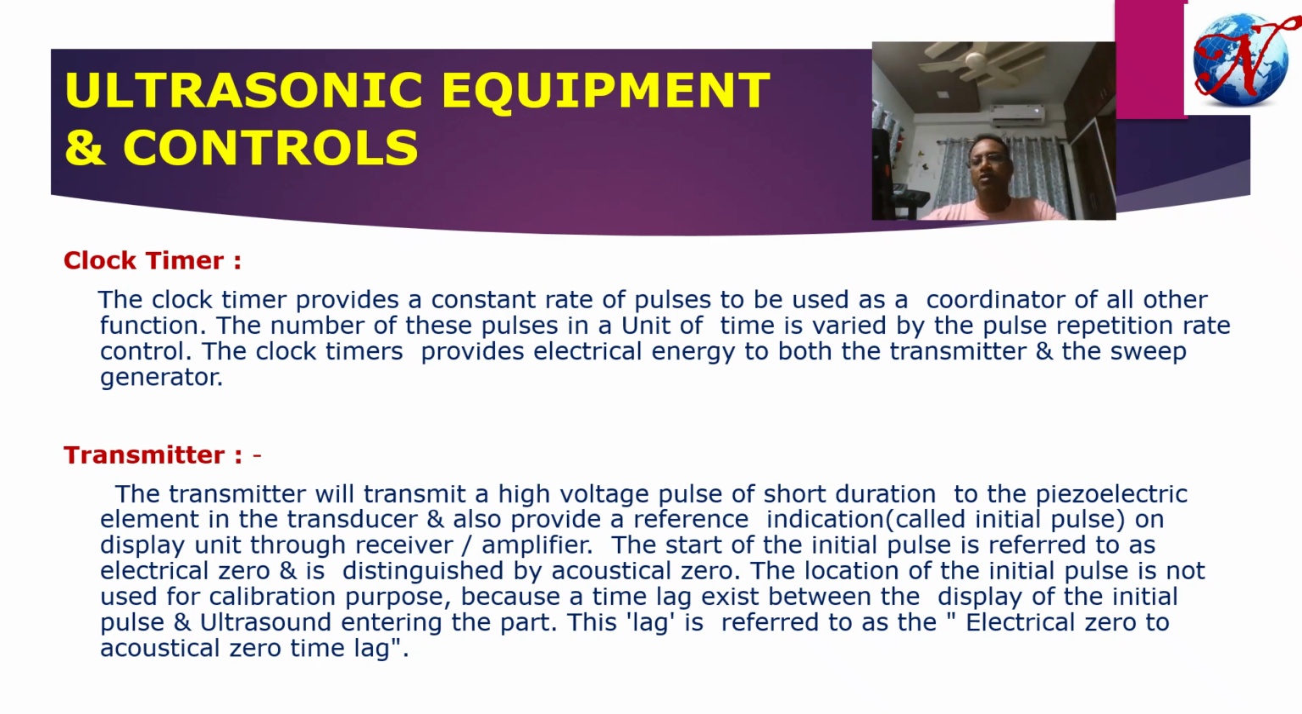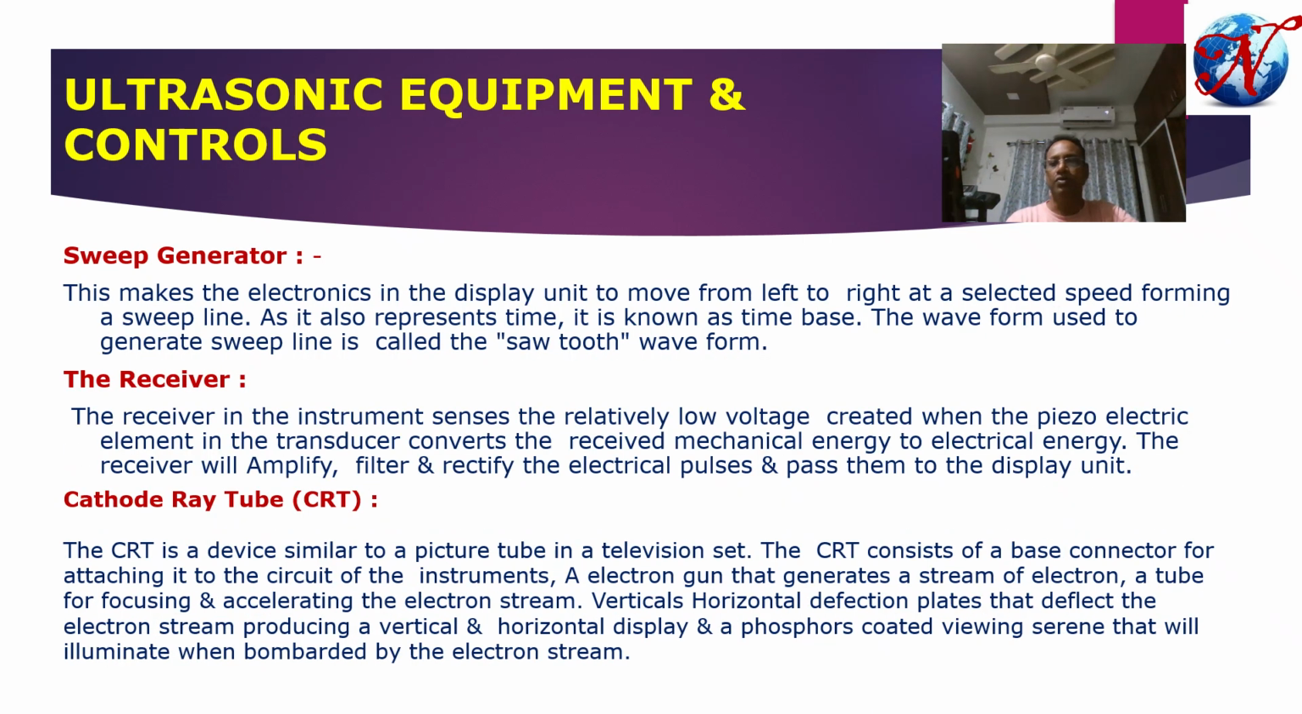Whatever echo is present on the screen when the probe is lifted is known as the electrical zero. And when we put the probe on an inspection part, the initial echo will be there. The time lag between the electrical zero and the mechanical zero, or the initial echo, is adjustable by using the zero control in your equipment.